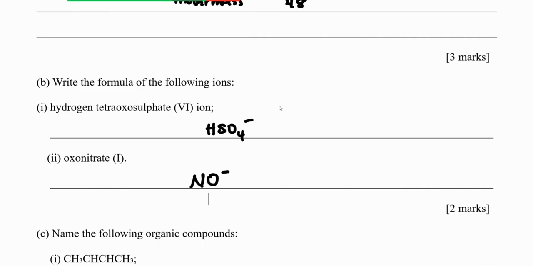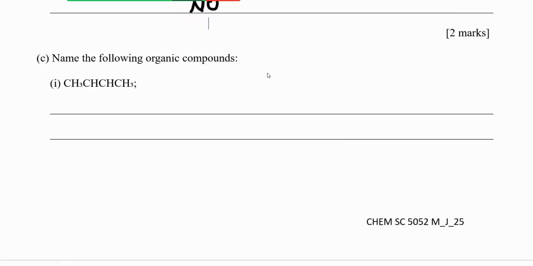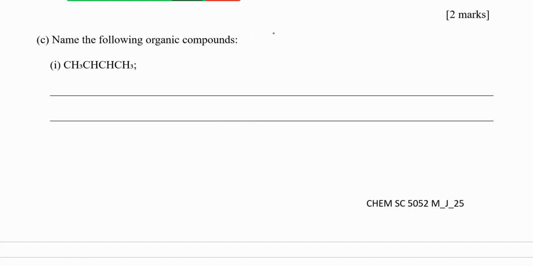Now, the next question says, name the following organic compounds. Now these kind of compounds, it is best advisable to draw the full structure. So you don't just go and count the number of carbon and say, oh, because these carbons are 4, this is probably going to be a butane. So we see that the first carbon has 3 hydrogens, so we'll write it out. And the second carbon has just 1 hydrogen. The third carbon has just 1 hydrogen. And the last one has 3 hydrogens.